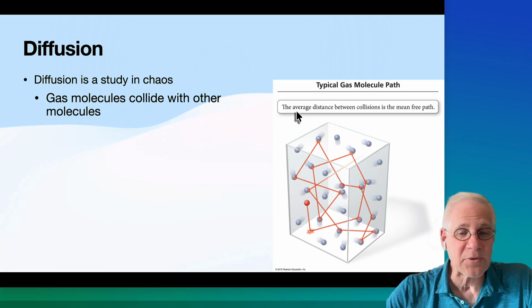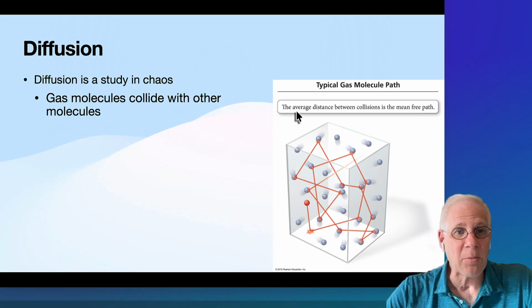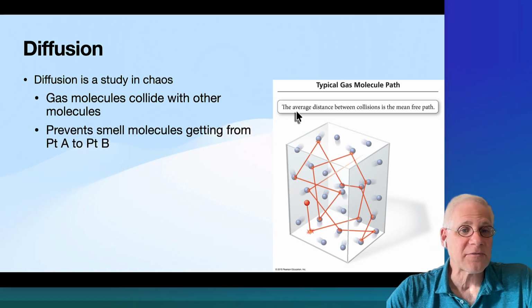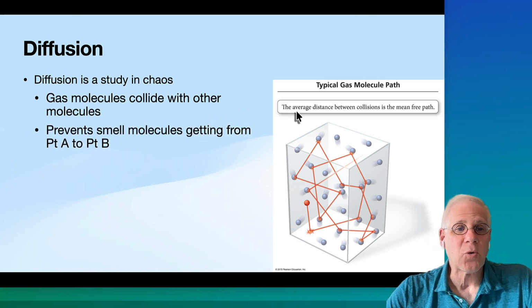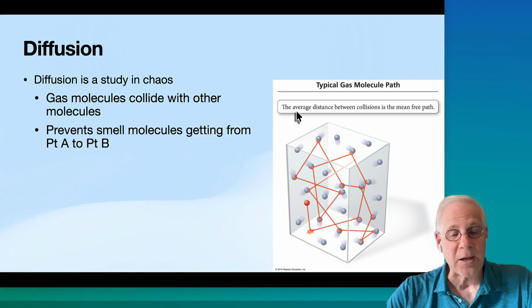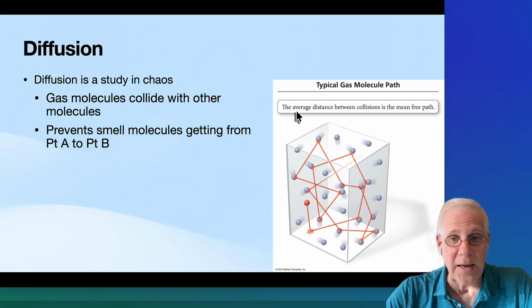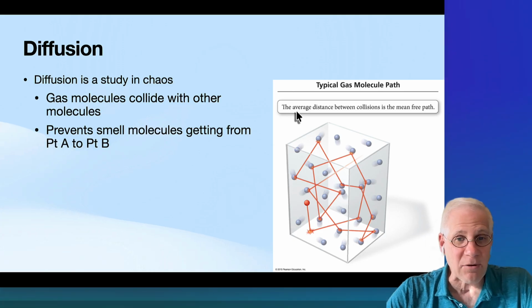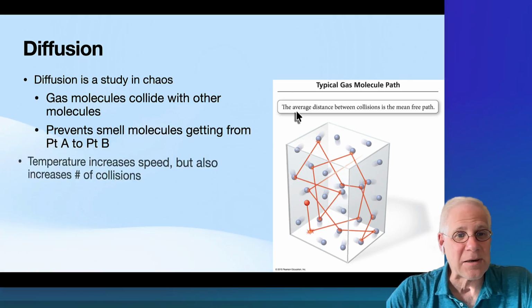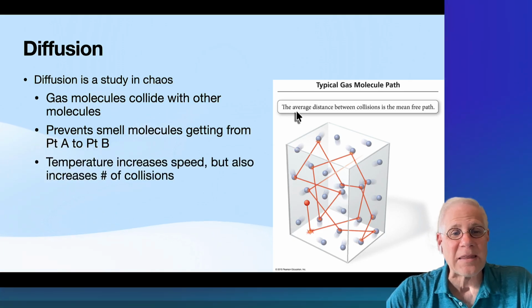And when they collide with those other molecules, it can change their path, maybe back to where they were coming from or an entirely different direction from where they started. And so molecules can't really get from point A to point B in just a single straight line. They take a very chaotic path to get from point A to point B. They'll probably get there eventually, but sometimes it can take quite a bit longer than you might think.